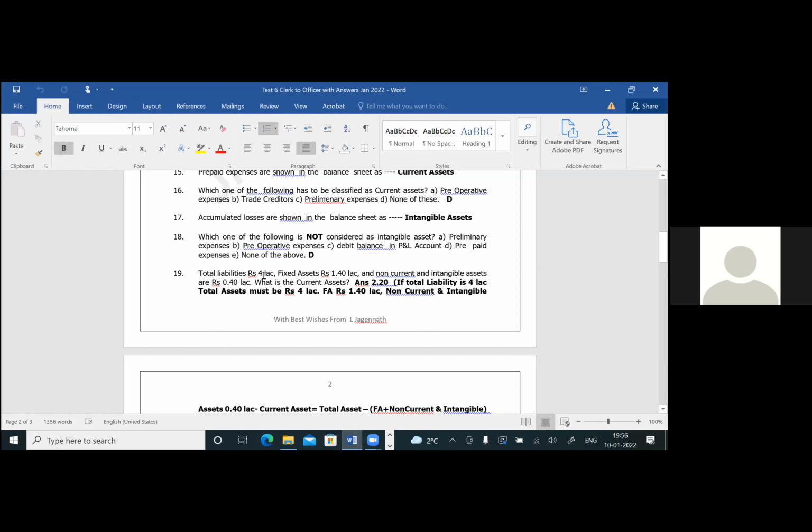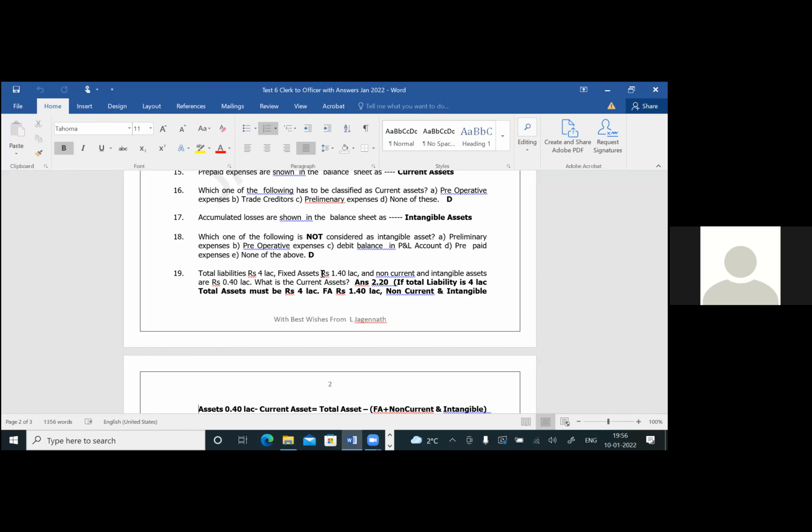Question number 19. So let us see what you are going to do. Total liabilities are 4 lakhs. Fixed asset is 1.4. I expect all of you to keep a paper and pen and sit before the class. We expect our children for the online class to sit before the class with paper and pen. Then you can work out.